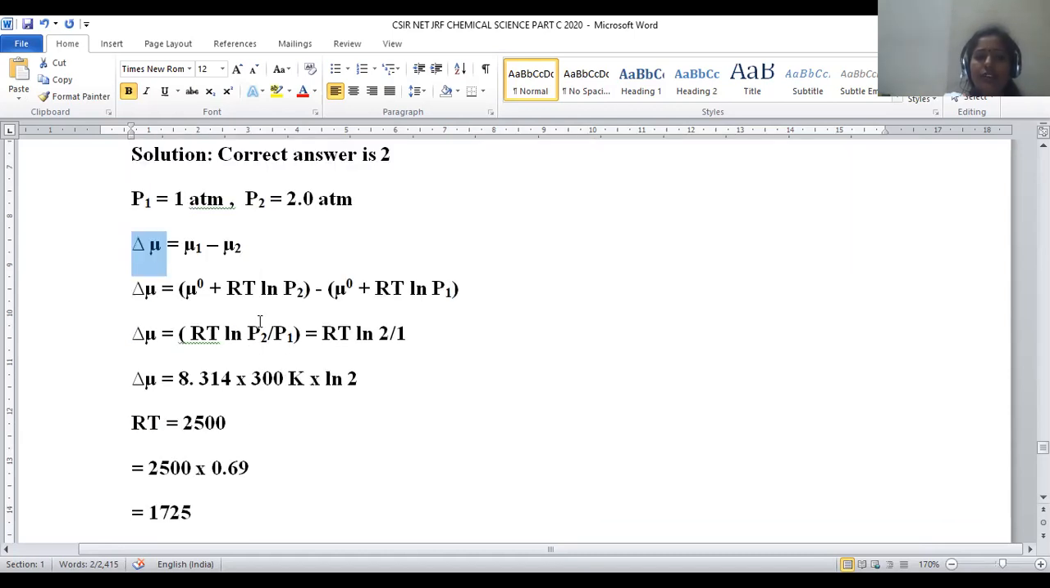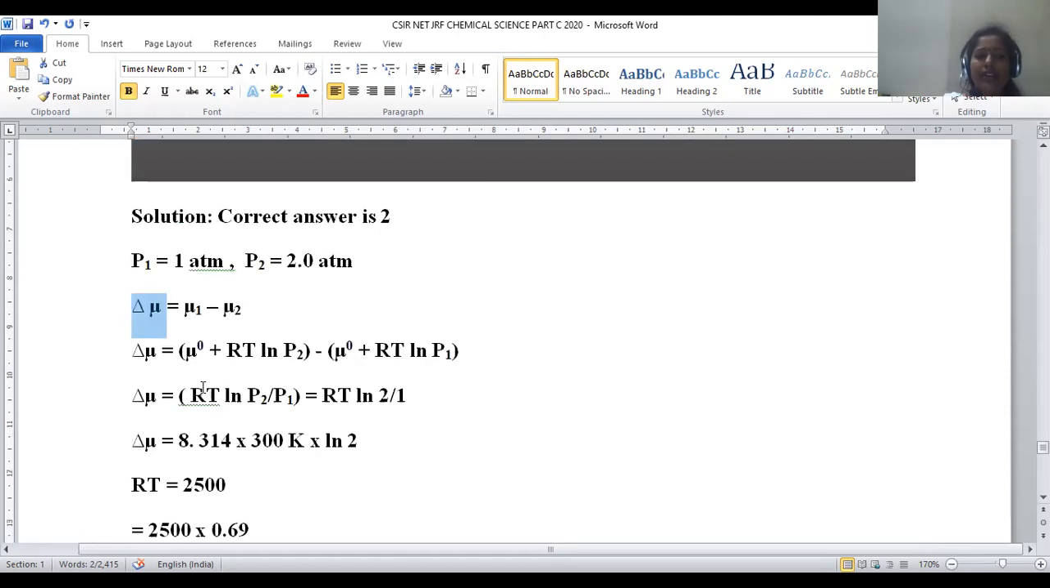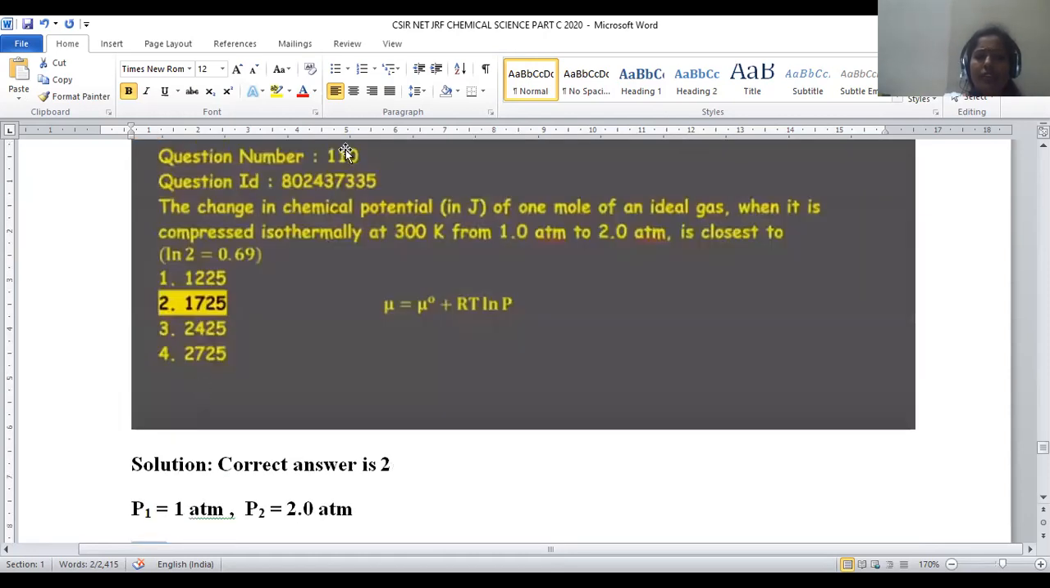When we substitute pressure 2 by 1, it will become RT ln 2, right? RT ln 2 is nothing but R is the gas constant, T is the temperature, and the ln 2 value is provided within the problem. If we substitute all these, the final delta mu value will be 1725. For question number 110, option number 2 will be the right answer.